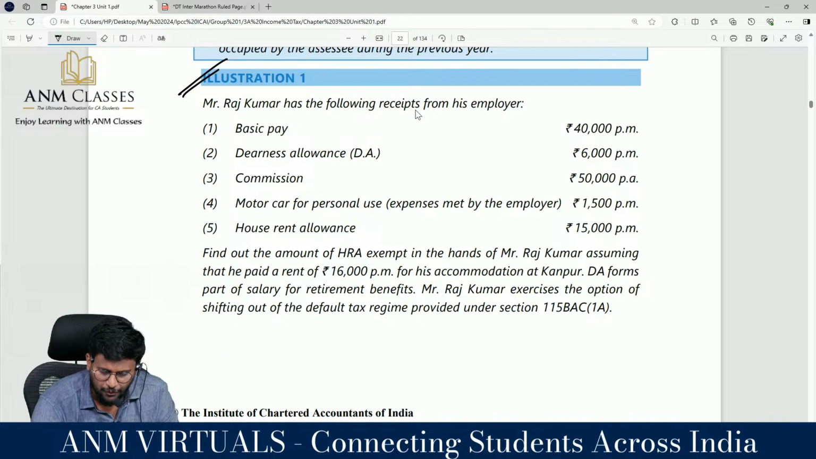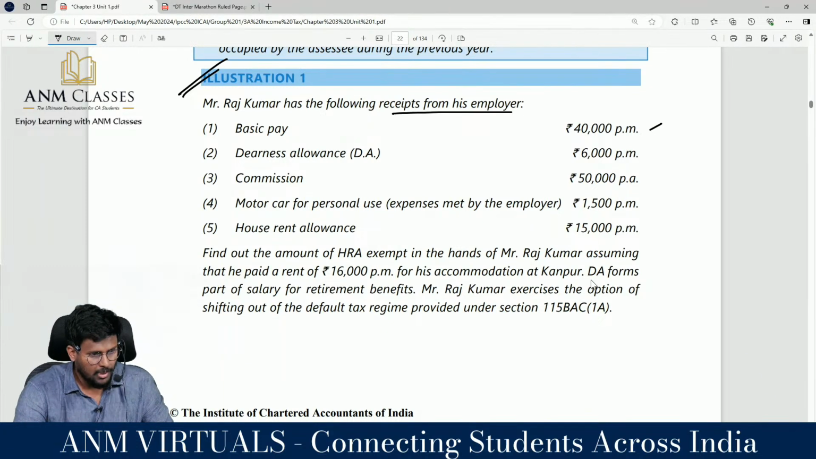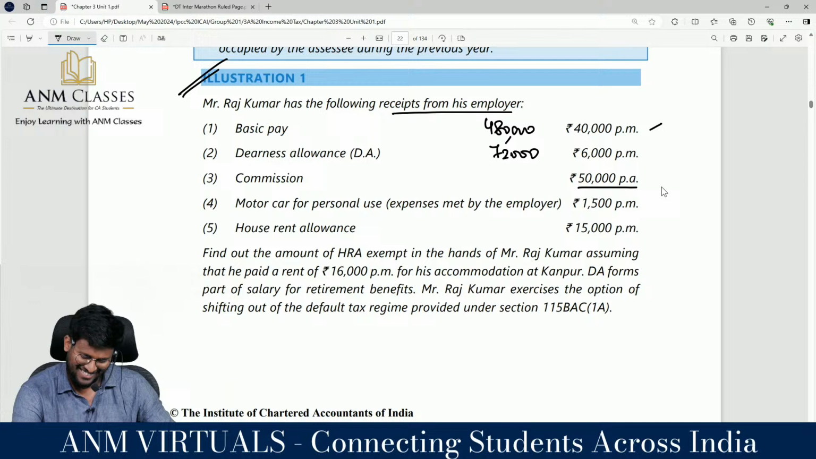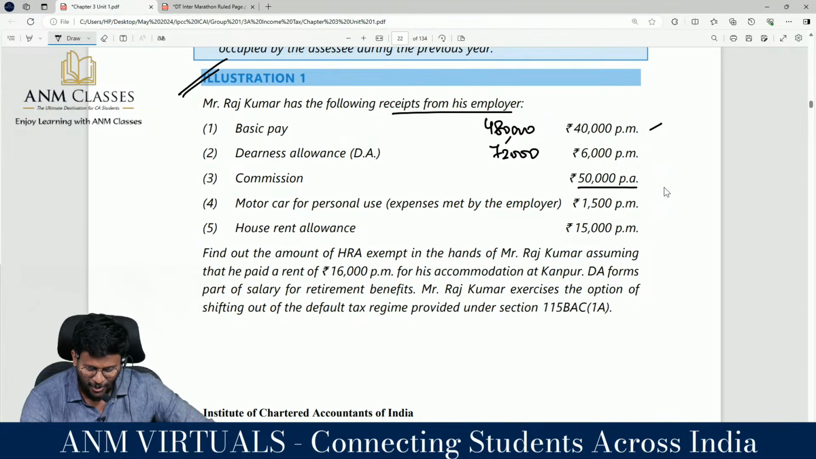Mr. Rajkumar has the following receipts from his employer. Basic pay, how much rupees per month? 40,000. So into 12? DA 6,000 per month. Into 12? Commission 50,000 per annum. Don't put into 12. Correct? Yes, sir. Motor car for personal use, expenses met by the employer.